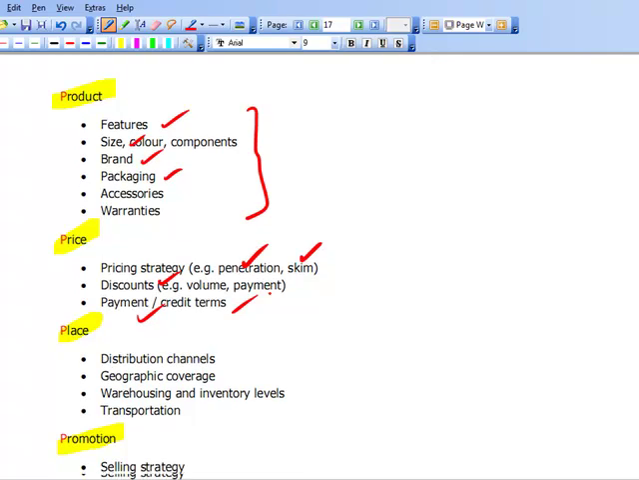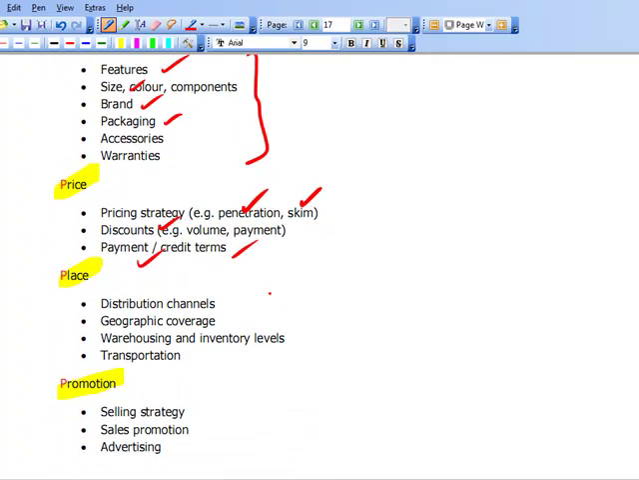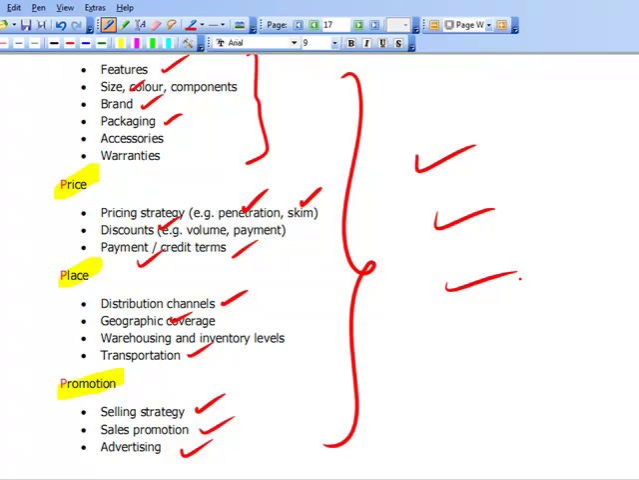The next thing, place. How are we distributing the products? So what distribution channels do we have? What is the geographic coverage? What's the transportation cost? The next one, promotion. What's our selling strategy? What's our sales promotion? What's our advertising? Now remember, we can adjust all of these in order to reach various different parts of the segment. Okay.